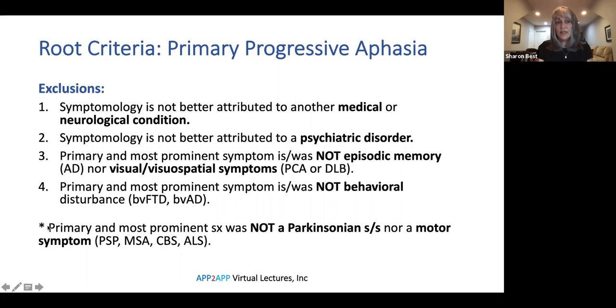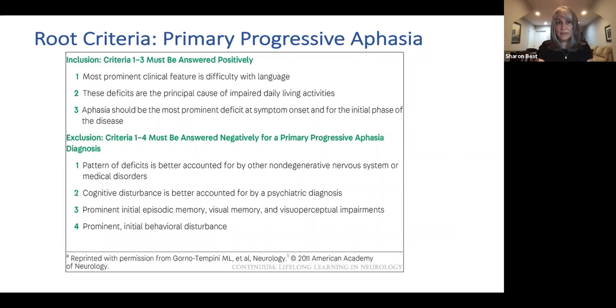And I put this little asterisk here because I think most neurologists would agree that we wouldn't expect the patient to present with Parkinsonian signs and symptoms at the onset. If they did, our differentials might be progressive supranuclear palsy, multiple system atrophy, corticobasal syndrome, or ALS. Now, we'll note that progressive supranuclear palsy and multiple system atrophy actually have a very high correlation with one of the PPAs, the non-fluent agrammatic type.